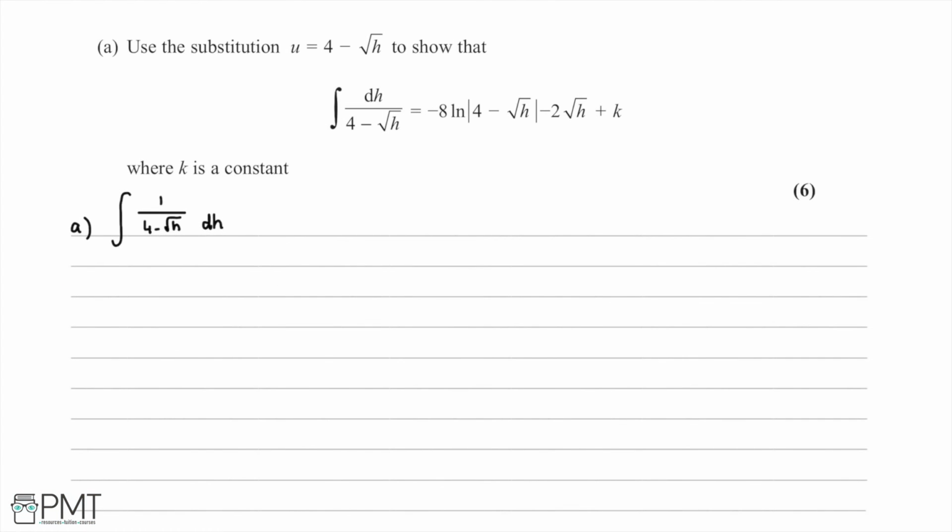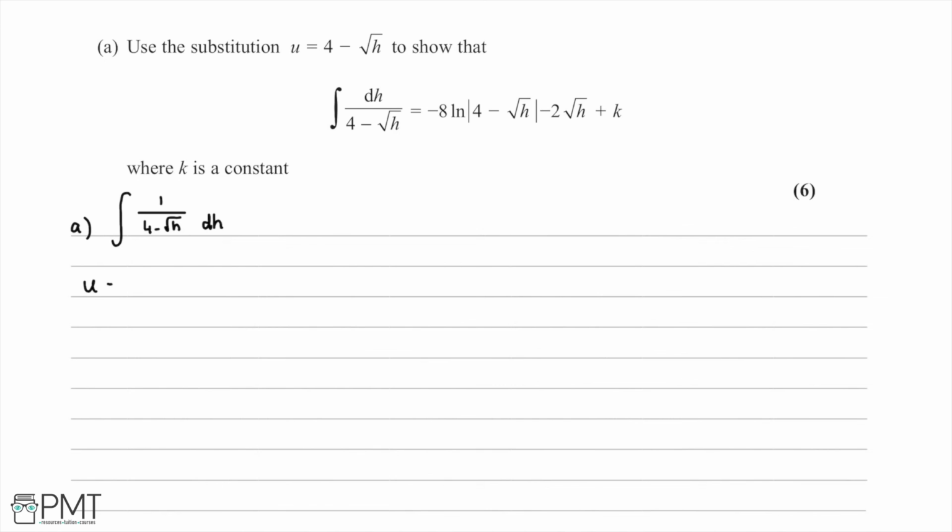So in this question we're asked to use the substitution u is equal to 4 minus the square root of h to show that the integral of 1 over 4 minus root h, integrating with respect to h, is going to be equal to negative 8 ln of 4 minus the square root of h, take away 2 root h plus a constant k. So to begin with, we're going to write down our substitution.